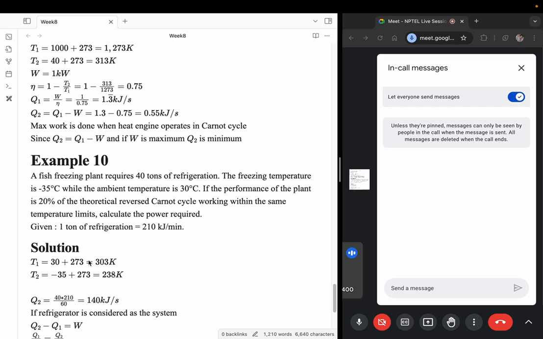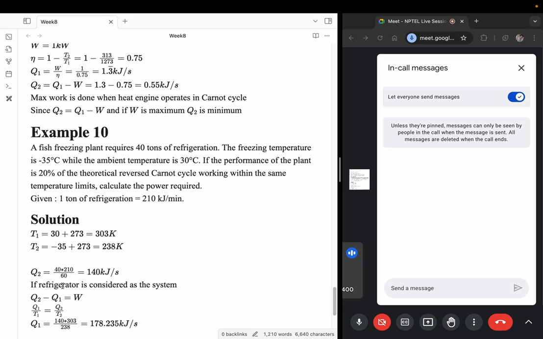So for example, in this problem, you have T1 as the ambient temperature at 303 Kelvin and T2 as your freezer temperature. You are taking heat from the freezing plant. So T2 is the temperature of the freezing plant. So Q2 will be the heat ejected from the freezing plant, that is 140 kilojoules per second. If the refrigerator is considered as the system, this is the heat that is being taken into the system. So this is the Q2. And then Q1 is the heat that is rejected out of the system.